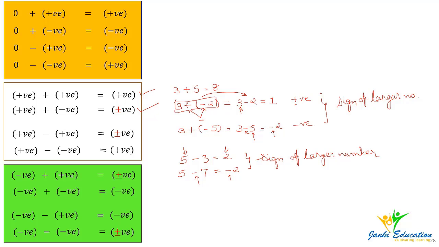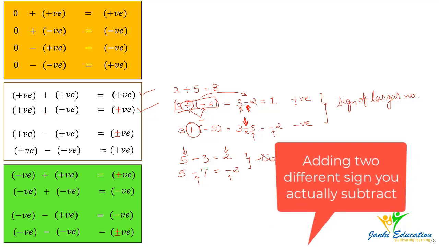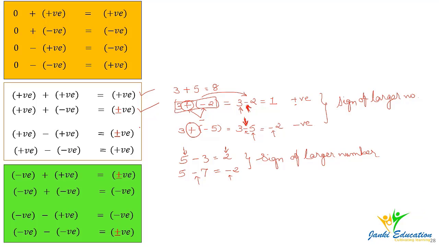One more important thing. Now you focus please. See, here we are exactly doing addition, right? But what we did is subtraction. Understood? What we did is subtraction. So you can say that when you are adding two integers of different signs, exactly what you are doing is subtraction, right?